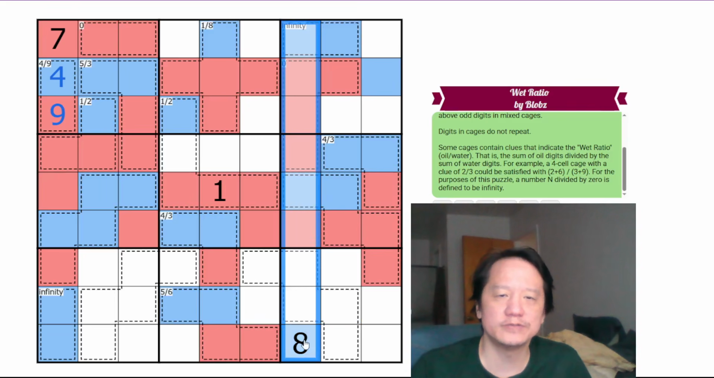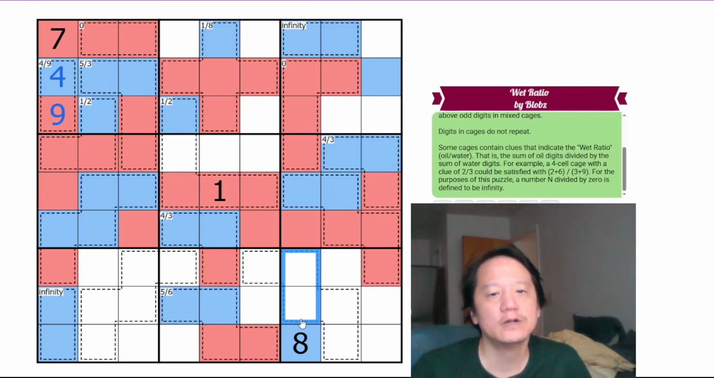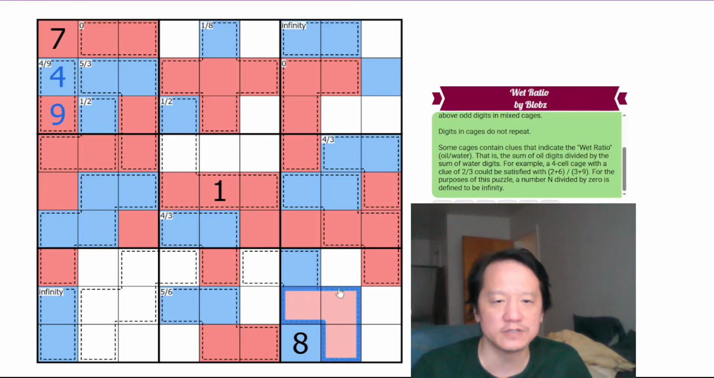In column 7, we have 4 odds and 3 evens. So we have to have an even-odd pair. The even, again, has to be above the odd digit. So that's even, which makes that odd. So the rest of this is odd. The rest of this is even.